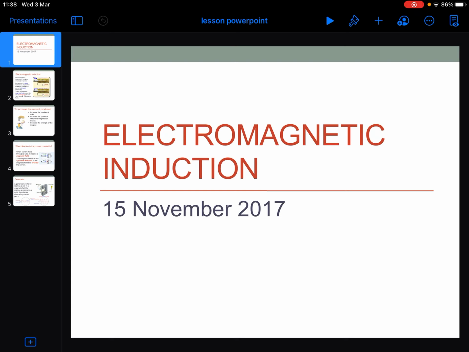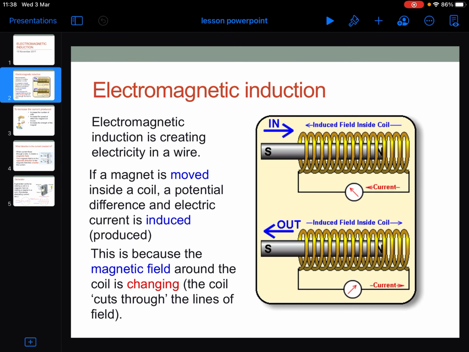Now today, in electromagnetic induction, we're going to be putting in the movement. So we're going to be physically moving something, and we're going to be doing that in a magnetic field. And we'll be creating current. So this time we're putting in movement and field and we're getting current out. So we're still looking at the same three things, but this time we're inputting a different two and getting current out. So electromagnetic induction is creating electricity in a wire.